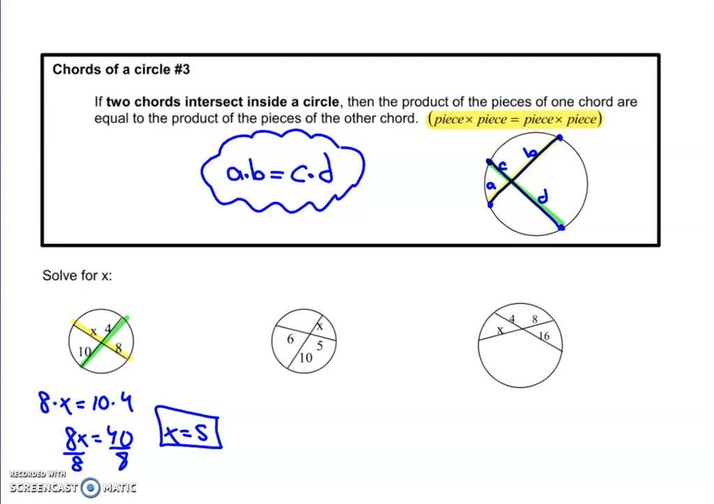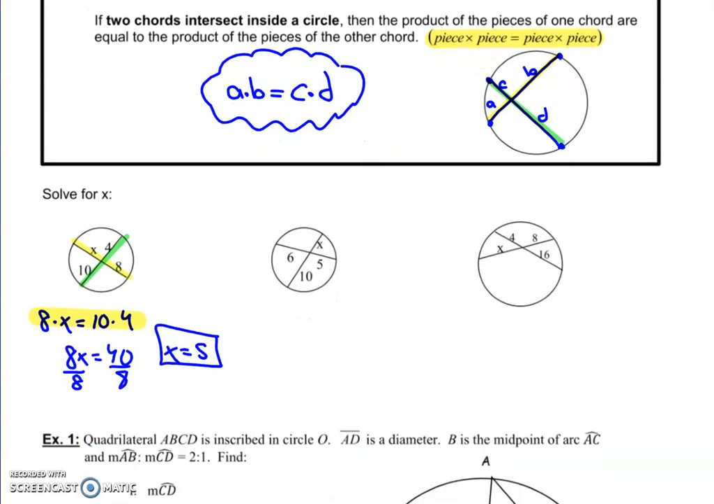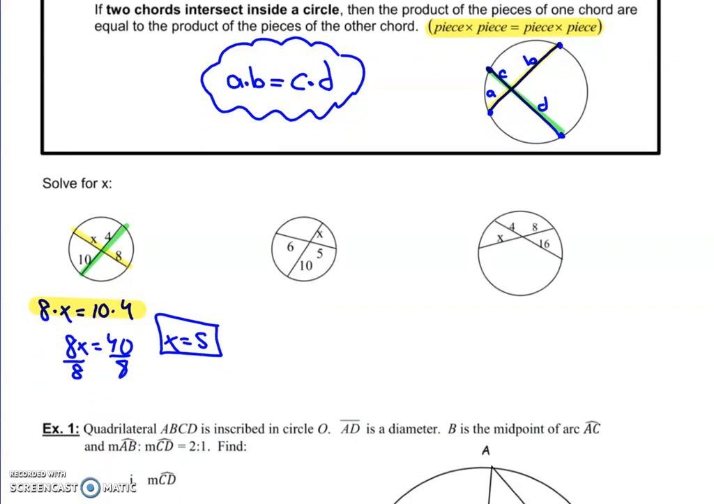For the sake of notes, I'm going to write out this equation every time. But like I said, some of you might be able to do that part in your head. That's fine. I just want to make sure you know where I'm getting this information. So let's go through these quickly. The next one, make sure you get the two pieces of the same chord. That's the only thing that's critical. 10 times x equals 6 times 5. So 10x equals 30. Divide by 10. x equals 3.